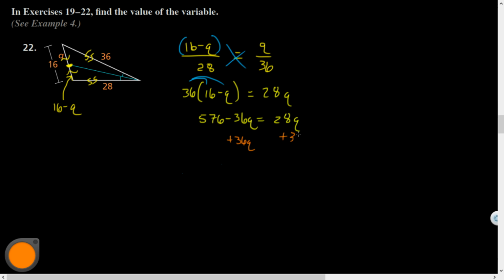Add 36Q. All right. I'm just waiting to get to the last problem now. Right, you guys see where this is going. What's that? 64? Did I do that right? And then 9. Yeah, Q equals 9.